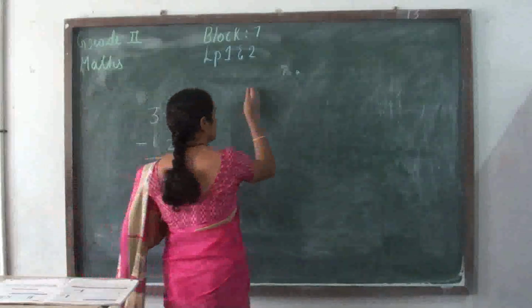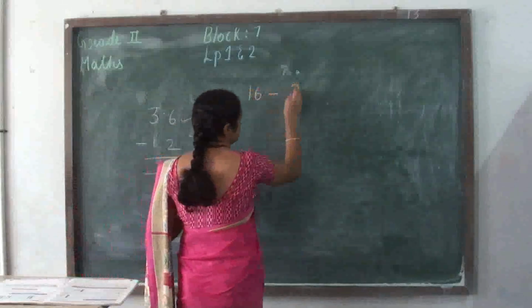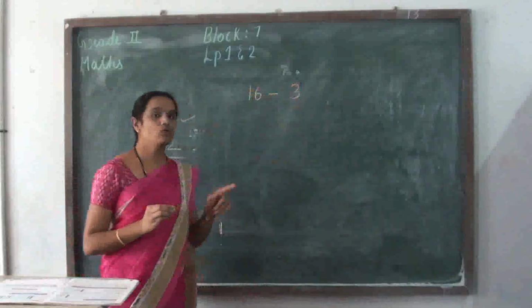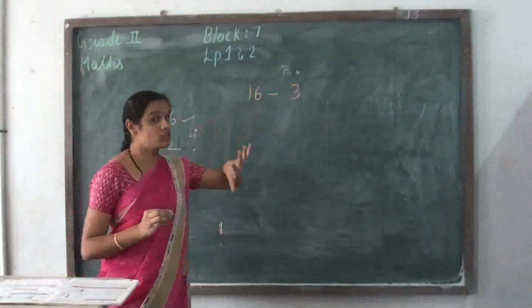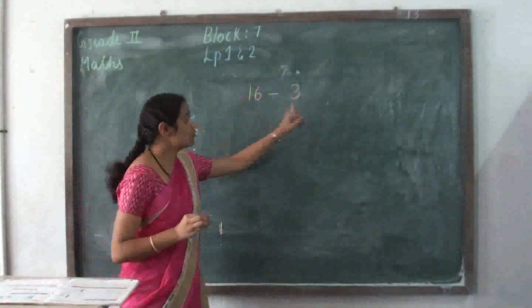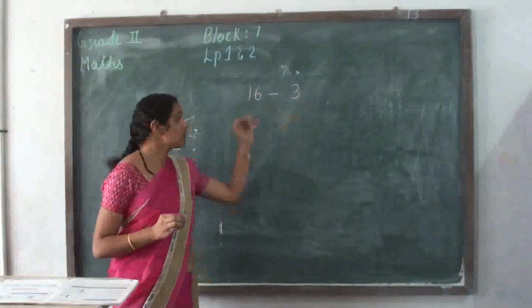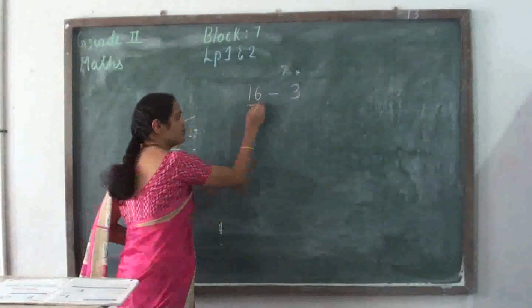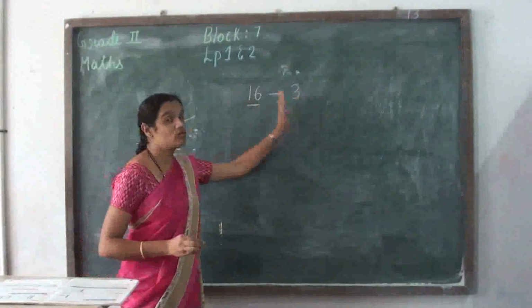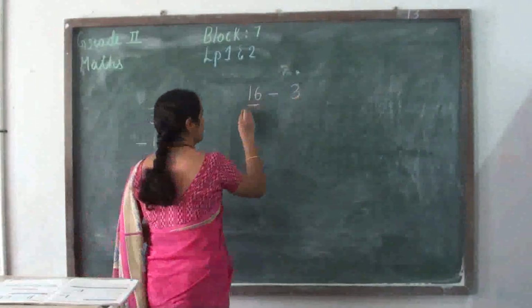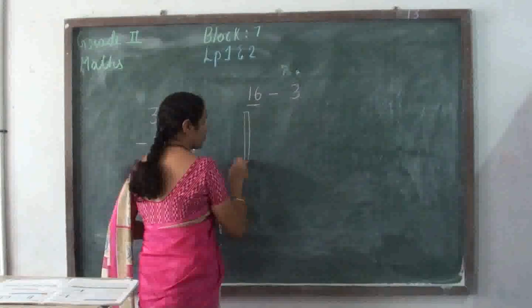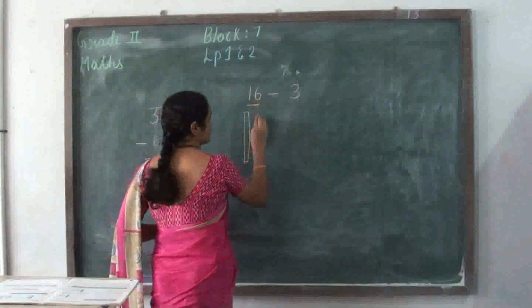And with the help of blocks also you can do. See here, for example, 16 minus 3. In addition you have to draw both the numbers, but here you have to draw only this one, not this one, because you have to subtract it, isn't it? 16, so 10 block and 6 ones.